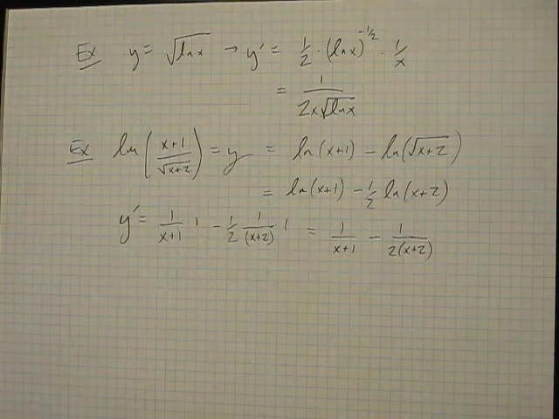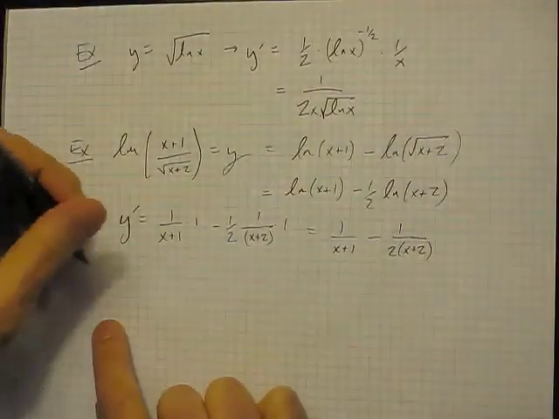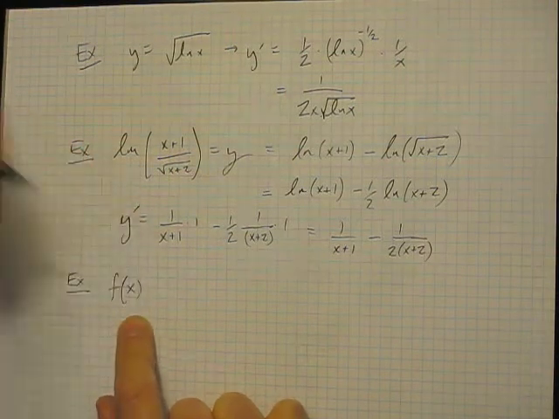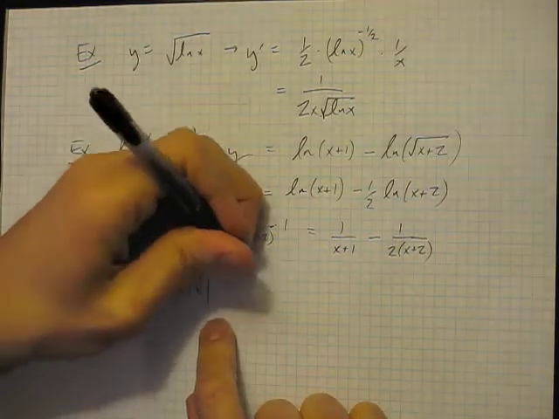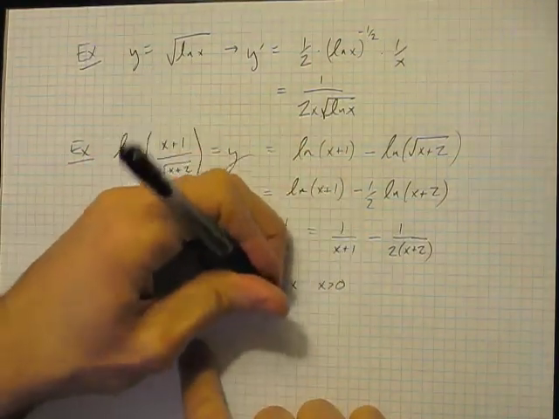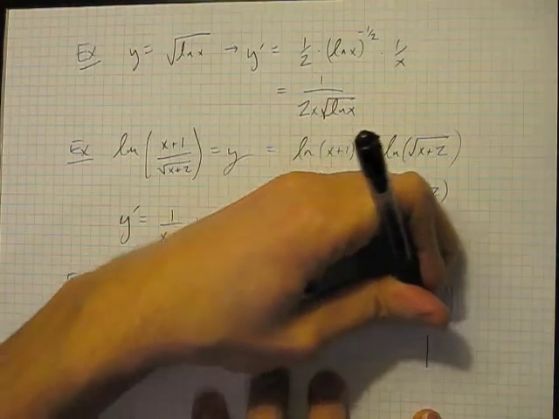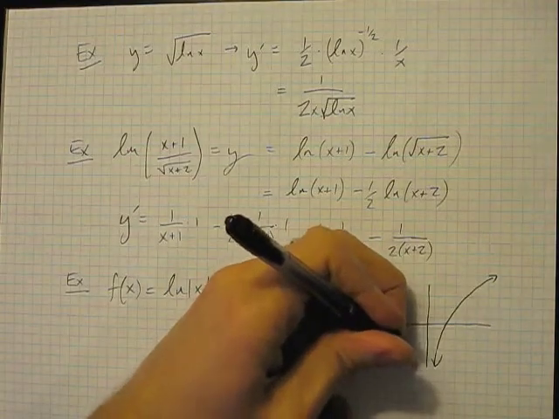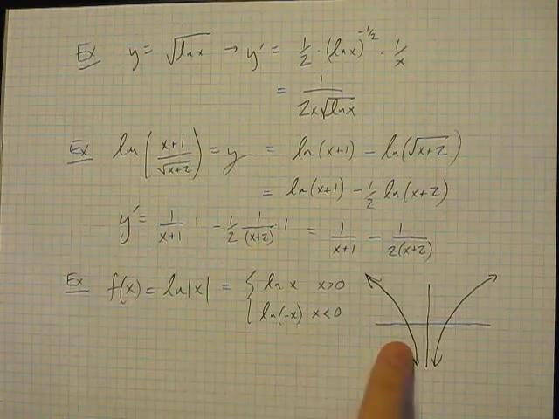All right, what are we going to do next? Okay, I have a little more space here. So let's investigate this function. f of x equals the log of the absolute value of x. Okay, so what is this? This is log of x if x is positive, and it's log of minus x if x is negative. So the graph of this function will look something like this. It'll go like this on this side, and it will go like this on that side. So it'll just be a mirror reflection here. This is the graph of this function.